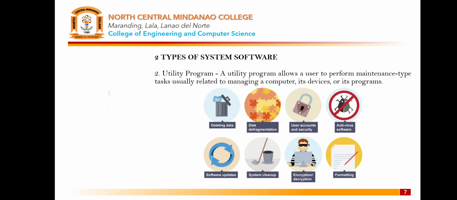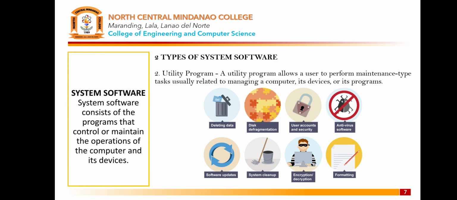A utility program allows a user to perform maintenance type tasks usually related to managing the computer, its devices, or its programs. For example, you can use a utility program to transfer digital photos from your computer to a flash drive, or from your computer to your mobile phone. So that is its job.